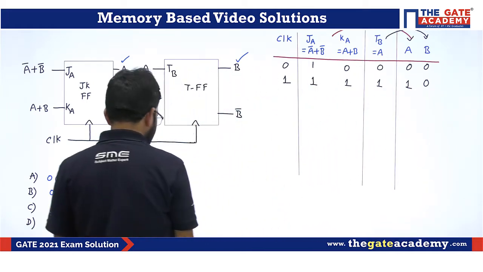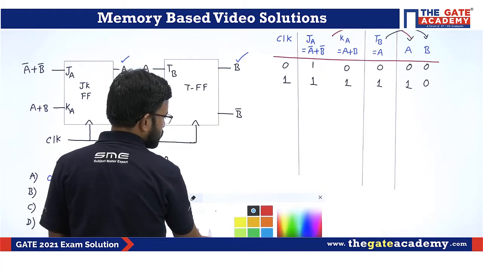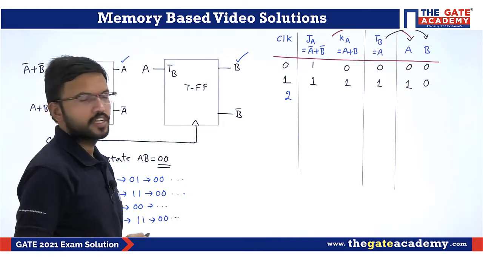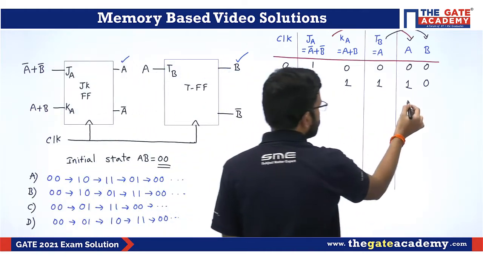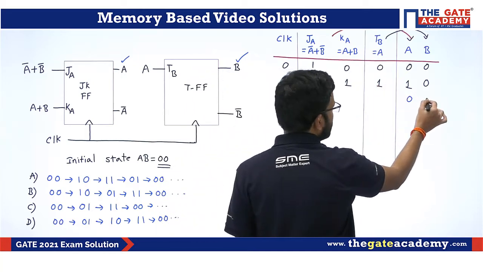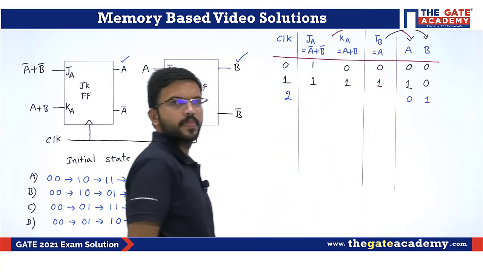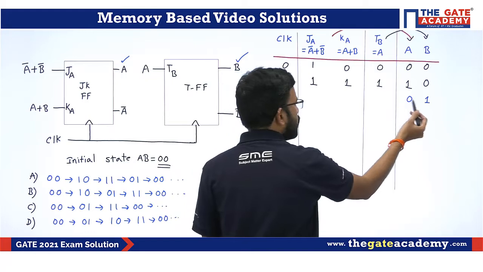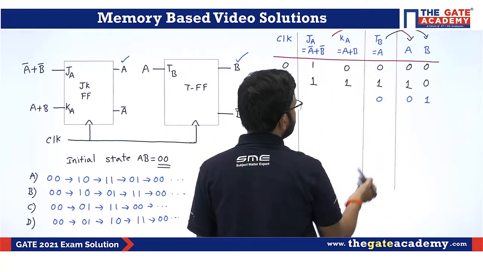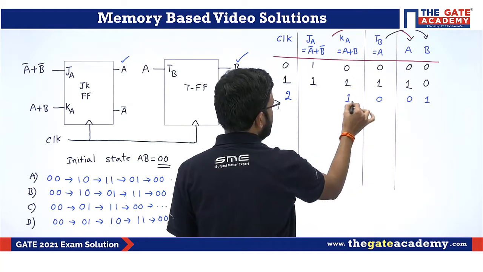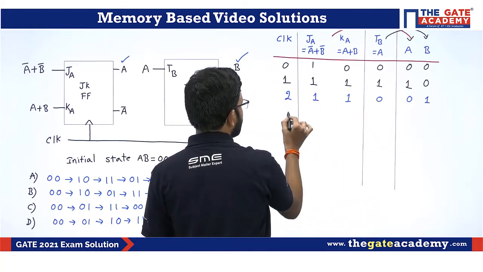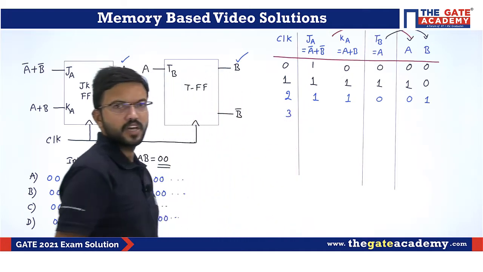Now I am applying the second positive edge of the clock pulse. Here the inputs are 1, 1, so the output will get complemented. Here the input is 1, so the output will get complemented. With respect to these values, you have to determine the inputs. Here A value is 0. Next, 0 plus 1 is 1. 0 bar is 1, and 1 plus anything is 1, logical OR.